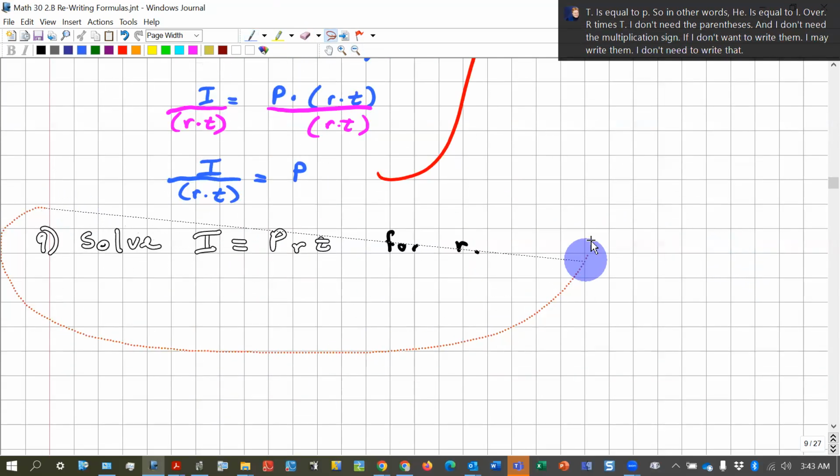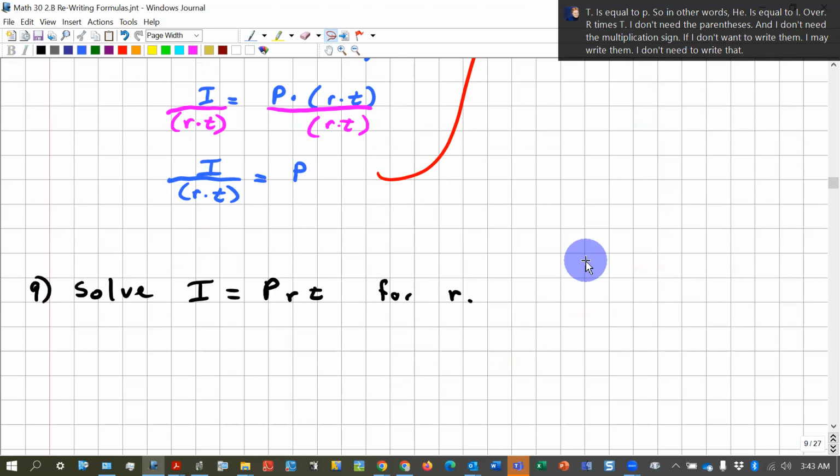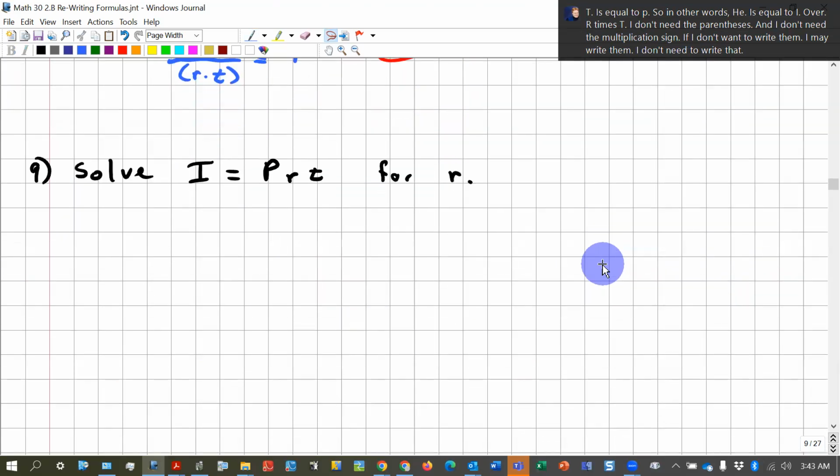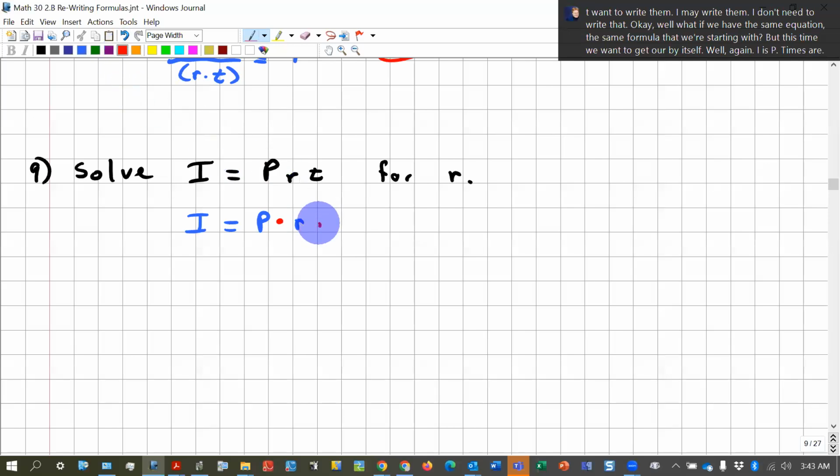Okay, well, what if we have the same equation, the same formula that we're starting with, but this time we want to get r by itself? Well, again, I is p times r times t.